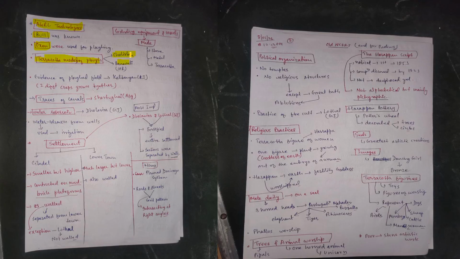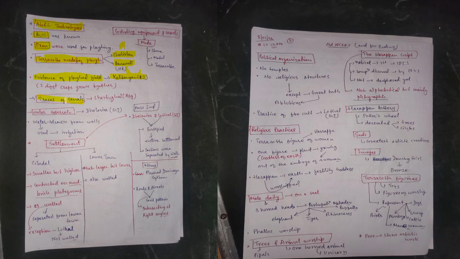So Cholistan is the area of Pakistan which shares a border with India, having the Sahara desert, Sahara Registan. Terracotta motif flower was used in Cholistan and Banawali, Haryana. Evidence of plough field has been found from Kalibangan, Rajasthan, where two different crops are grown together.